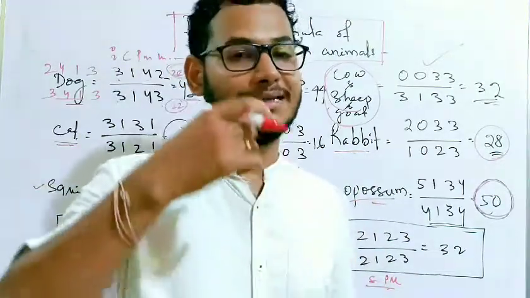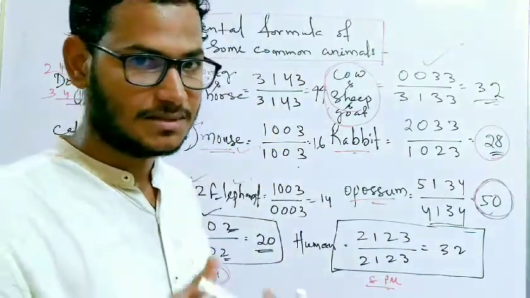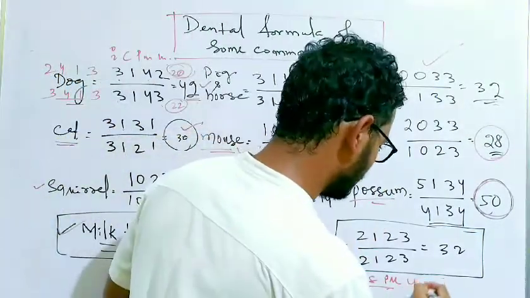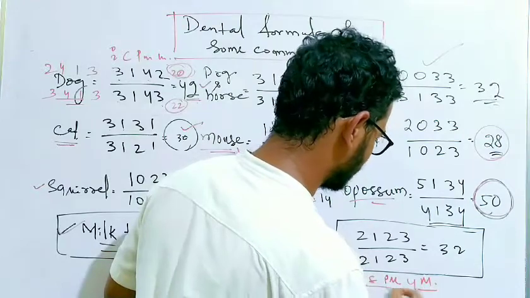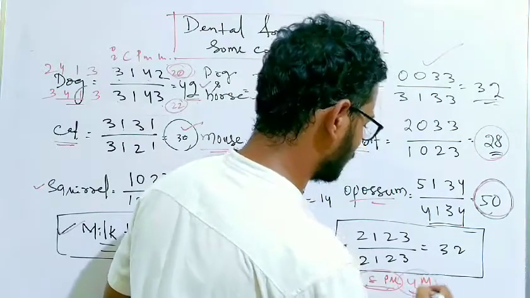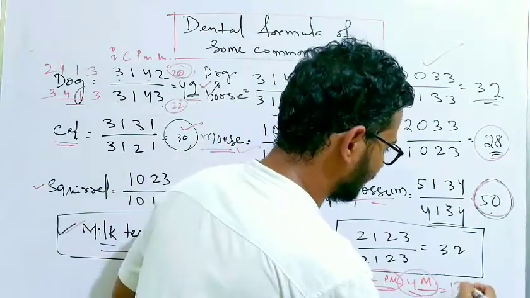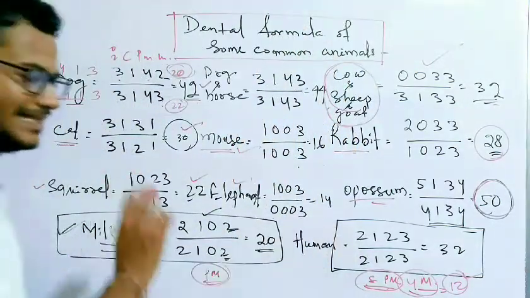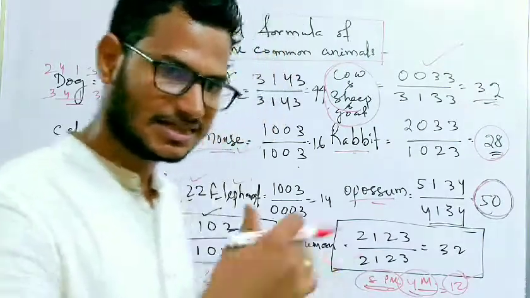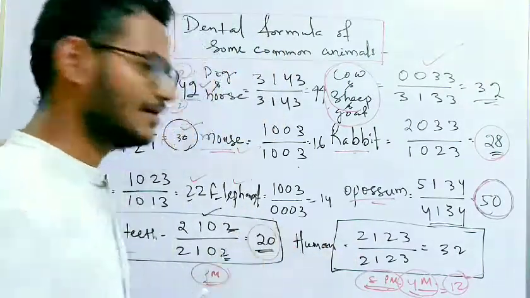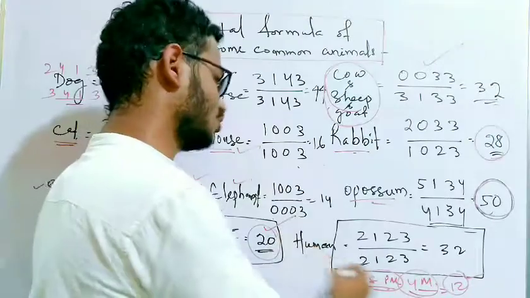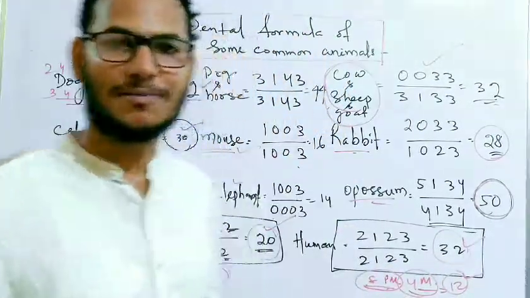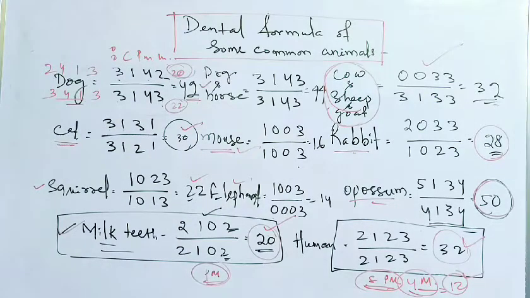So 1 in half of the upper jaw, means in the upper jaw we have 2 and in the lower jaw we have 2. So 4 molars are added again. Okay, so 8 premolars and 4 molars. That means 12 additional teeth are present in the permanent set than the milk teeth. That is the difference in the total number. Here it is 20, here it is 20 plus 12, that is 32. So this is all about the dental formula of different common animals.